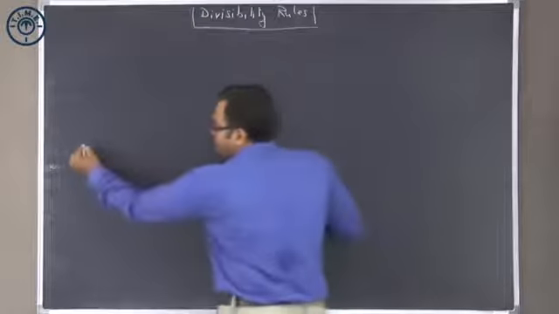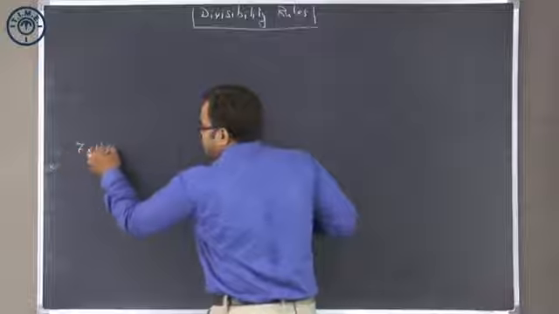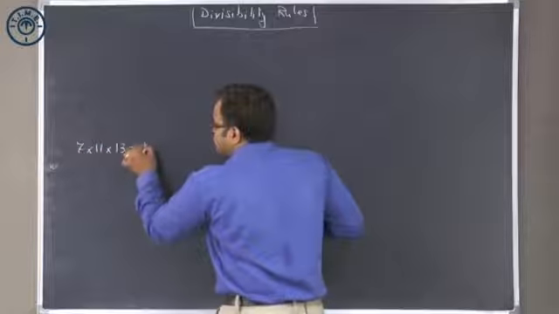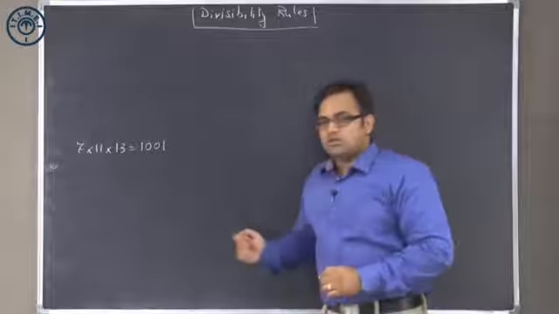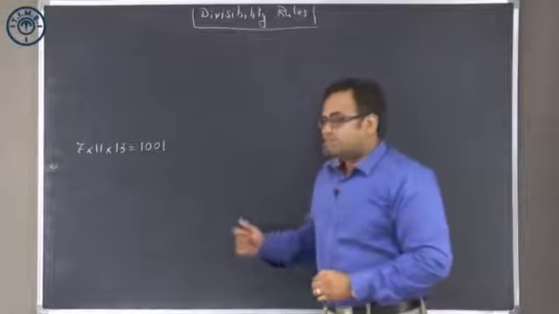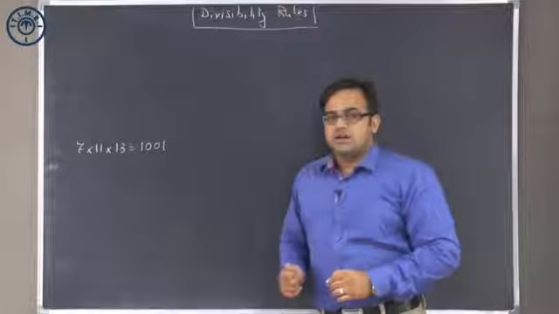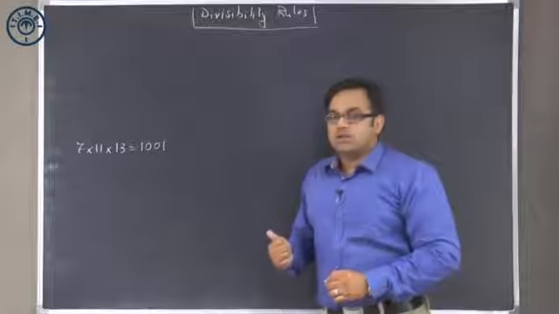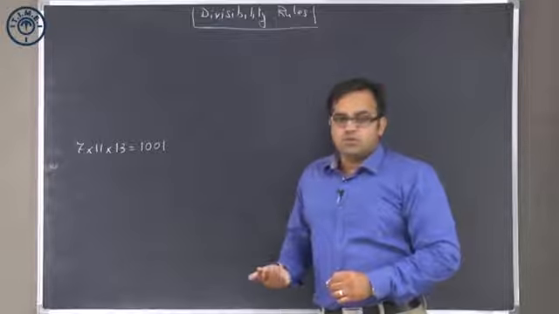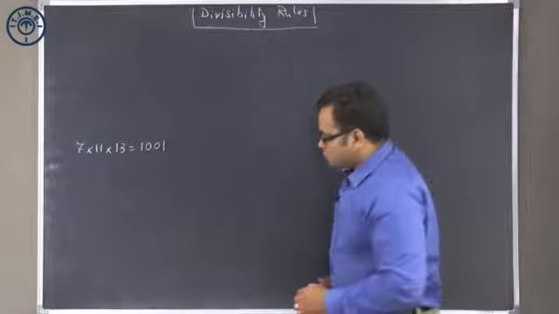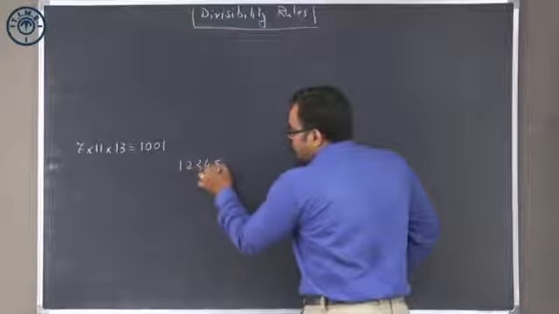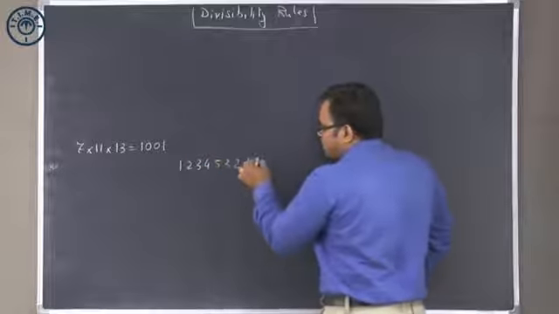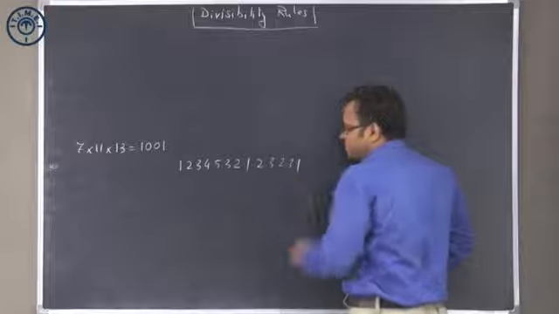We know that 7 into 11 into 13 is equal to 1001. Because 7 into 11 into 13 is 1001, that means that if 1000 is divided by 7, 11 or 13, the remainder would be minus 1. So on the basis of this, let us say a number is 1 2 3 4 5 3 2 1 2 3 2 3 1.